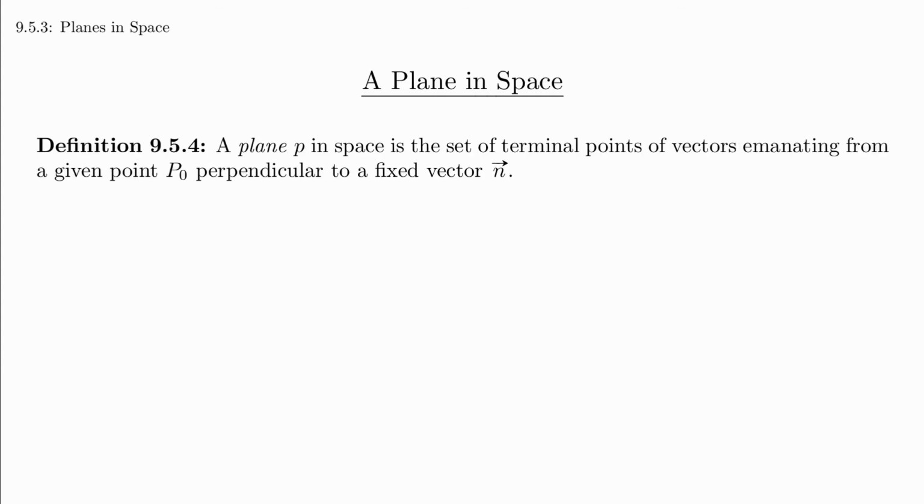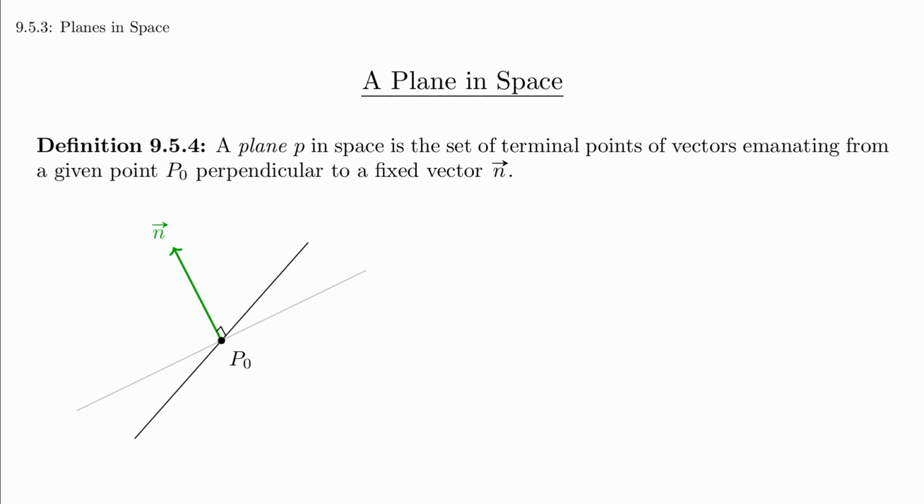Definition: a plane P in space is the set of all terminal points of vectors emanating from a given point P0 perpendicular to a fixed vector n. Let's start with the point P0 and draw the vector n emanating from it. Technically, n can be anywhere, but the picture is simplest to visualize if we draw it this way. Let's think about all the other vectors that emanate from P0 that are perpendicular to n and plot their terminal points. For example, there are a bunch of points in this direction. And we can actually think about this as an entire line of points.